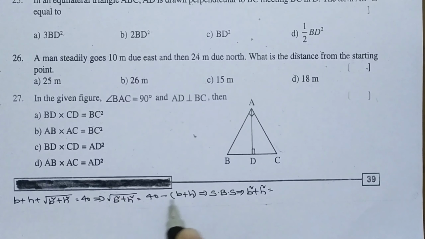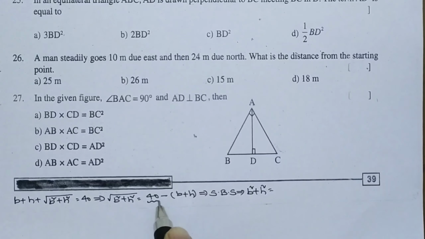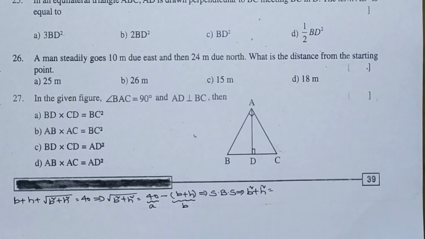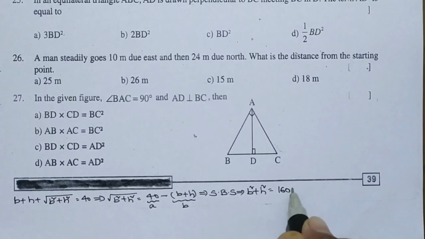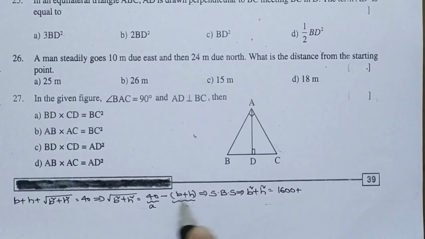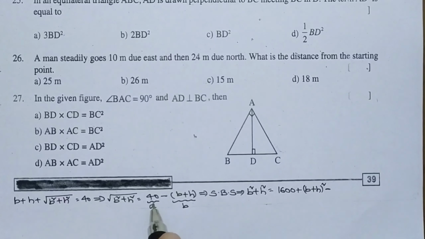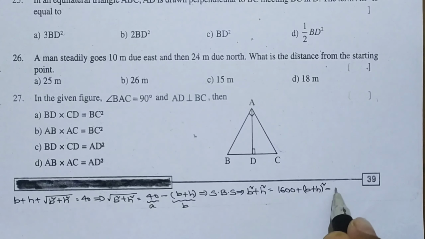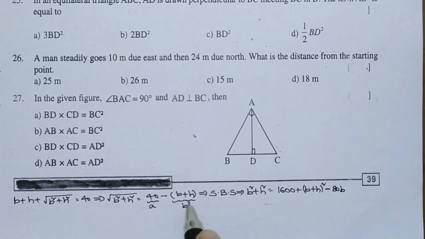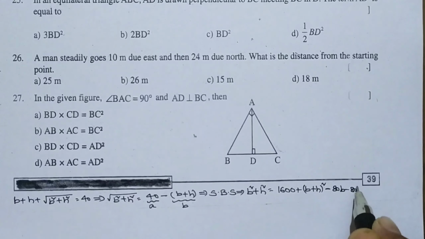And here it is a minus b whole square, in which 40 will act as a and this will act as b. Now the a minus b whole square formula: a square means 40 square, that is 1600, plus b square means b plus h whole square, minus 2ab, minus 2 into a into b. 2 into 40 is 80, minus 80 into b is minus 80b, minus 80 into h is minus 80h.